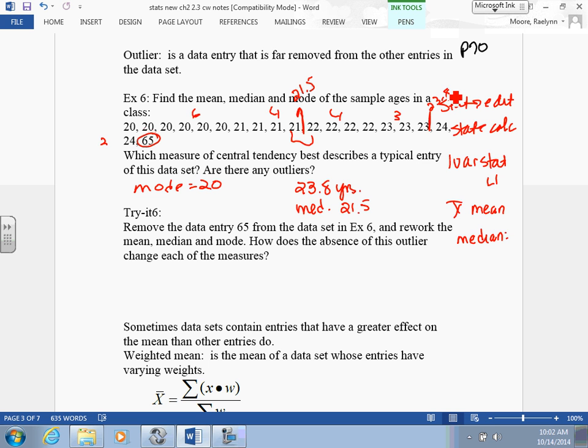Now, we're going to go through a couple of rules here and see what happens when we take a look at where your outliers lie. Normally what happens is this: your mean, median, and mode sit together.